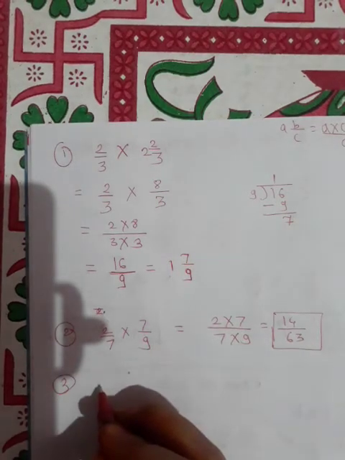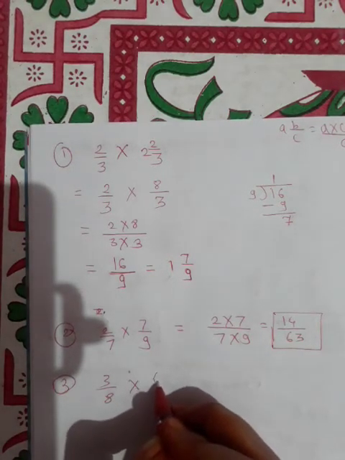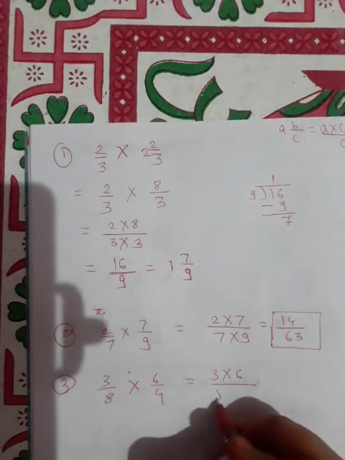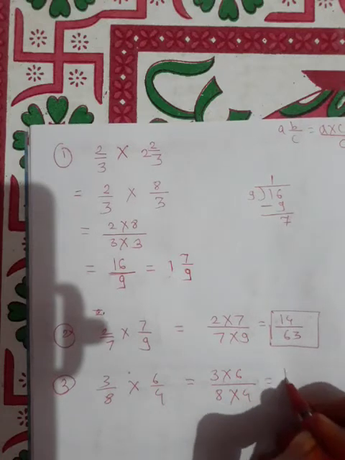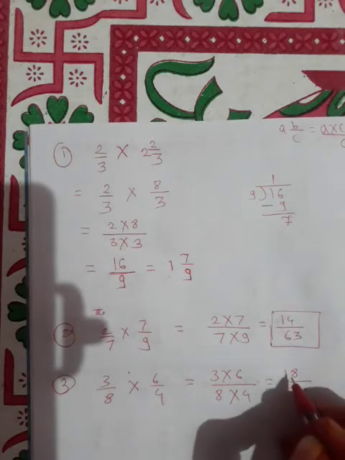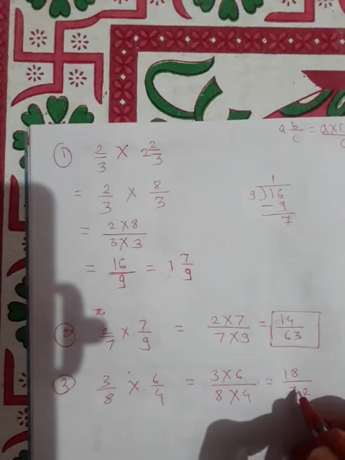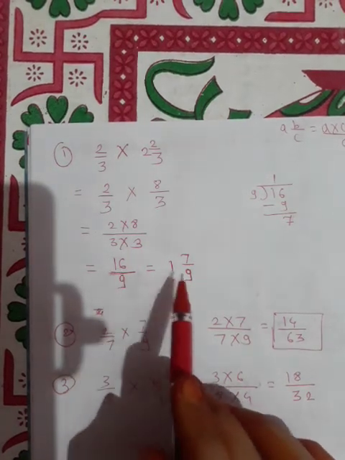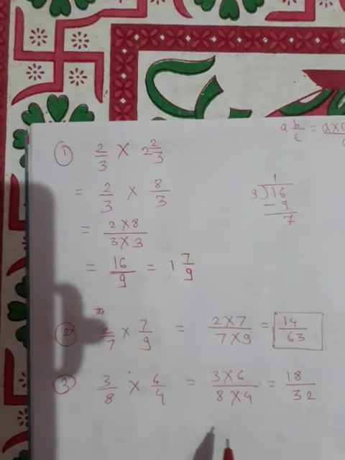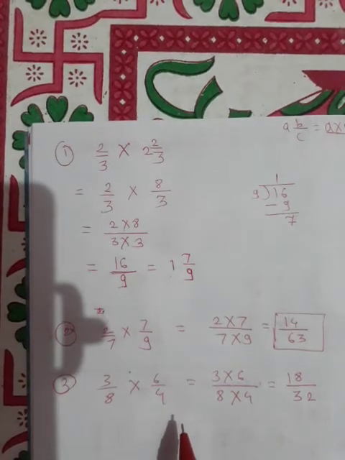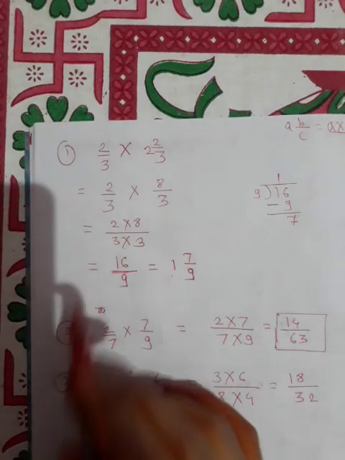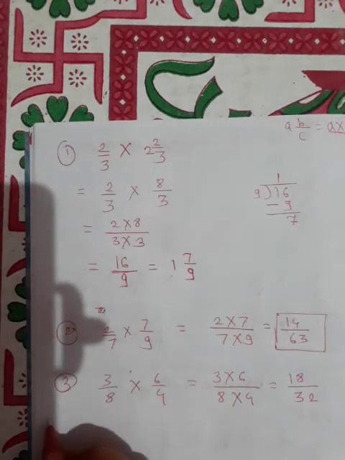Okay, so number 3 is 3 by 8 into 6 by 4. So 3 by 8 into 6 by 4 means 3 into 6 upon 8 into 4, that is 18 by 32. This is also a proper fraction, so we can't convert it into lowest form. We can convert only an improper fraction into lowest form. Like this, there are a total of 7 examples in question number 2. The remaining 4 examples you do it.